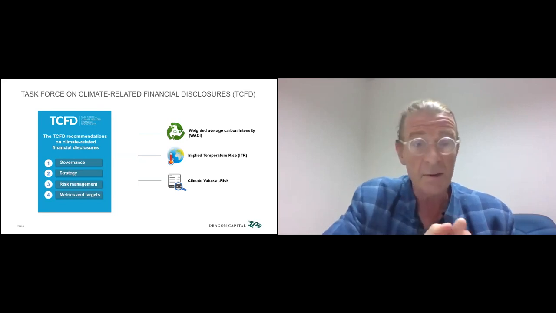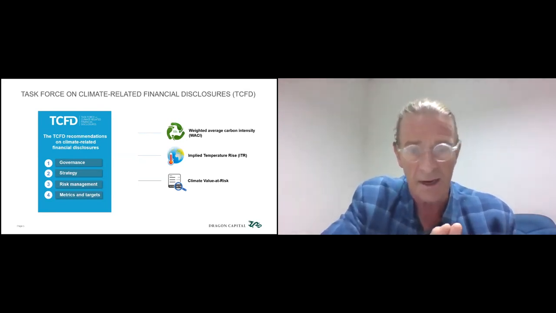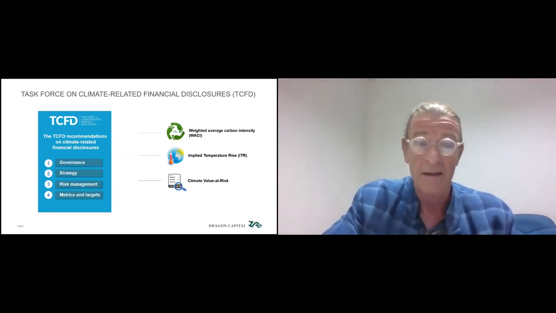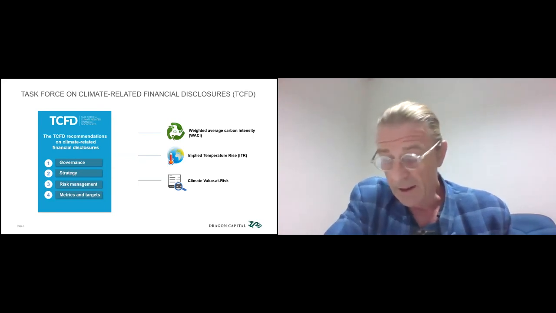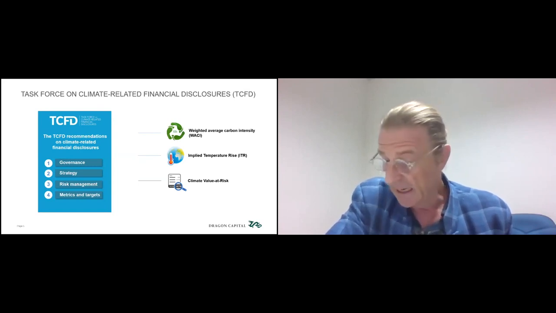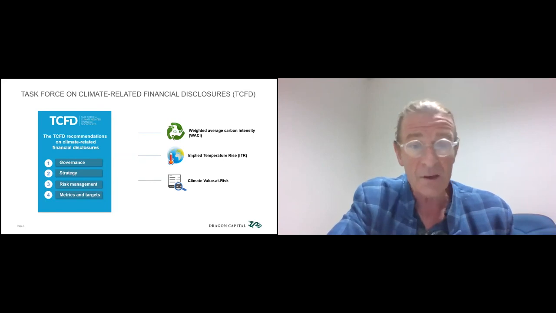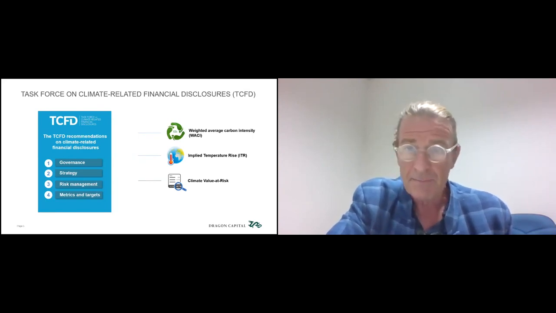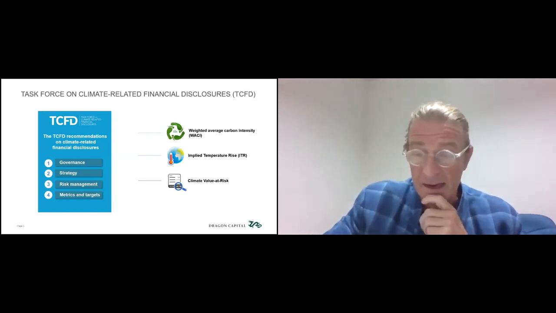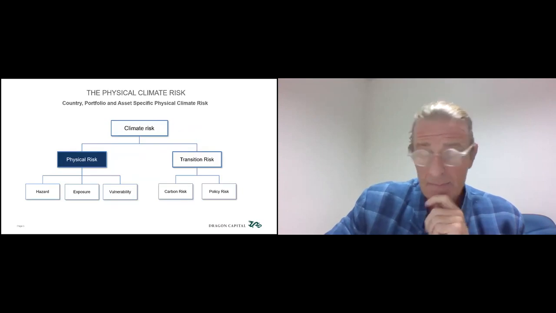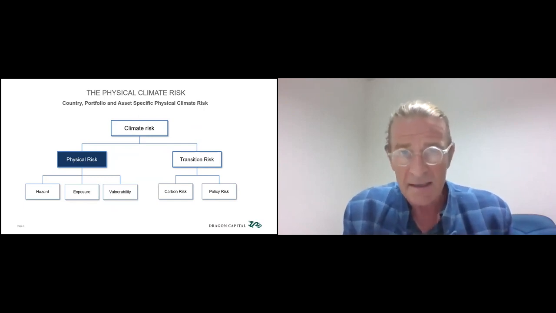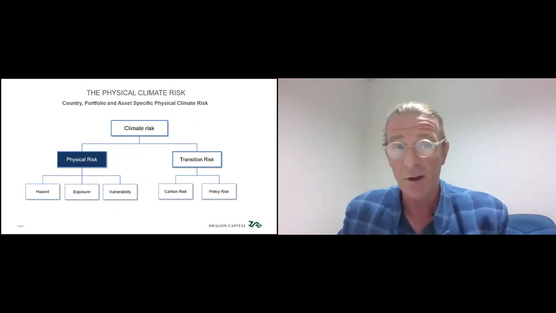First of all, we need to establish a governance structure. We secondly need to articulate a strategy towards climate risk. Then we need to identify what risks we are looking at. And lastly, we need to set metrics and targets. And we have here a set of metrics on the right, and I'll come to these in a minute. So what I'd like to do is to take you through very briefly an exercise we did in Dragon last year and show you the results.